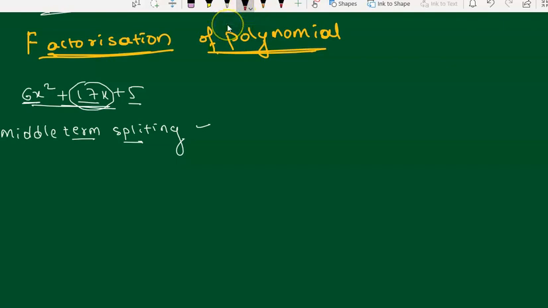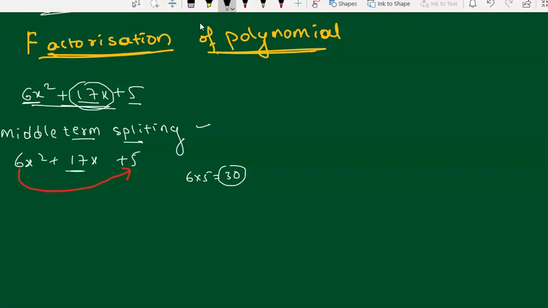Let's take that polynomial one more time: 6x square plus 17x plus 5. To apply the middle term method, step 1: first multiply the constant term with the coefficient of x square. That means 6 into 5, and you get 30. Yes, this is your 30. Now, what do we have to do next?